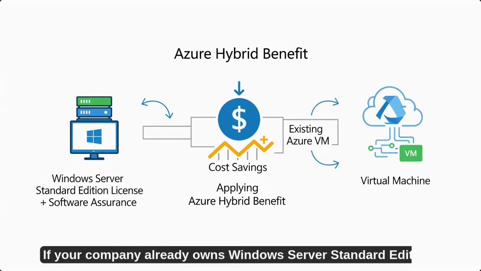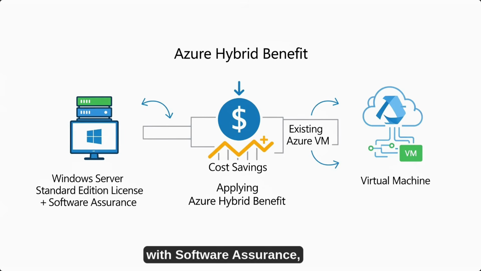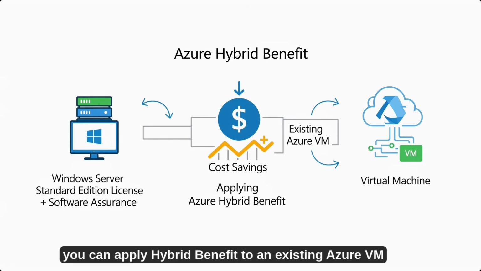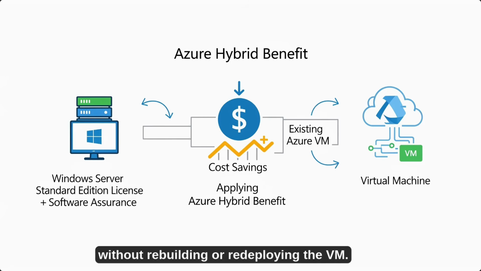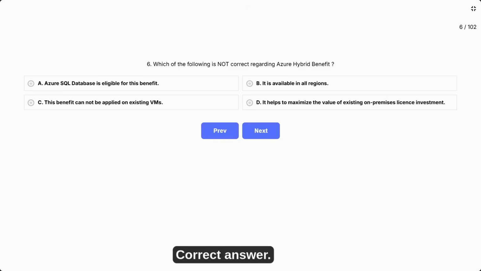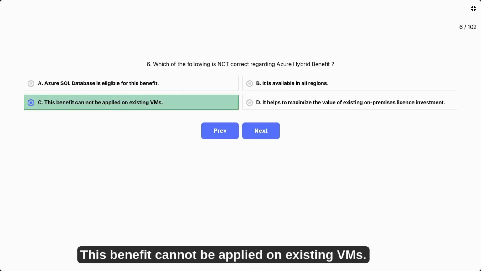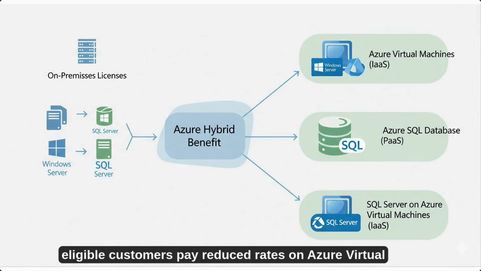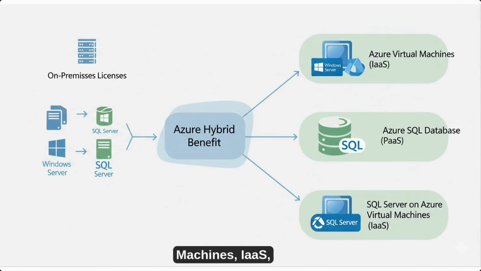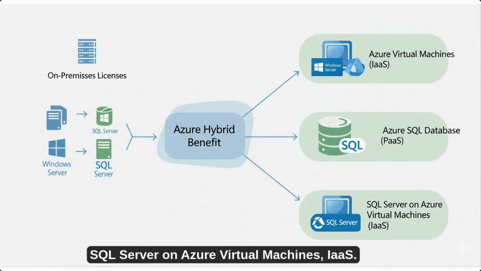Example. If your company already owns Windows Server Standard Edition with software assurance, you can apply hybrid benefit to an existing Azure VM and immediately start saving on licensing costs without rebuilding or redeploying the VM. Correct answer. This benefit cannot be applied on existing VMs. The Azure Hybrid Benefit is a pricing offer designed to reduce Azure costs by letting you reuse on-premises Windows Server and/or SQL Server licenses with software assurance. With this benefit, eligible customers pay reduced rates on Azure Virtual Machines, IaaS, Azure SQL Database, PaaS, SQL Server on Azure Virtual Machines, IaaS.